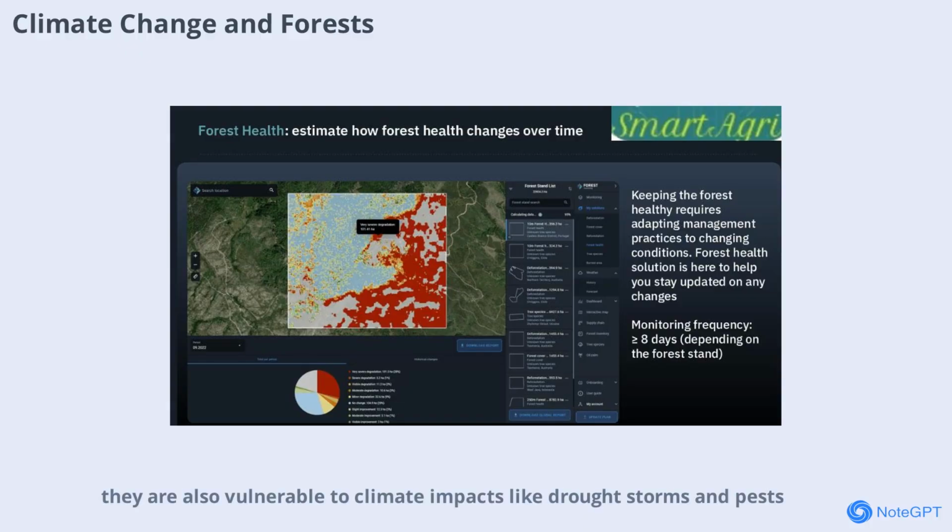Forests play a crucial role in combating climate change by absorbing carbon dioxide and storing carbon. However, they are also vulnerable to climate impacts like drought, storms, and pests. Adaptive management strategies help forests cope with these changes. This includes selecting resilient species, diversifying plantings, and restoring degraded areas. By managing forests with climate in mind, we can protect their ability to sequester carbon and support global climate goals.